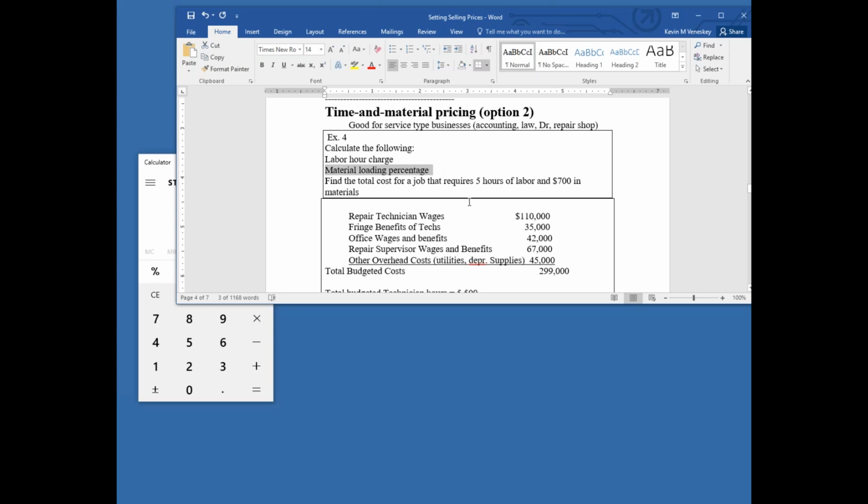And then I want to find how much I should charge a customer if the job takes 5 hours and I'm using $700 in materials. For this one, let me add on here a car repair shop. So this car repair shop is going to be putting in maybe a new air conditioner for the car, and when they buy that air conditioner from whoever makes those, that is going to cost money, and they're going to have to charge that. So we're going to base our overhead, as you'll see in a second, on this number.